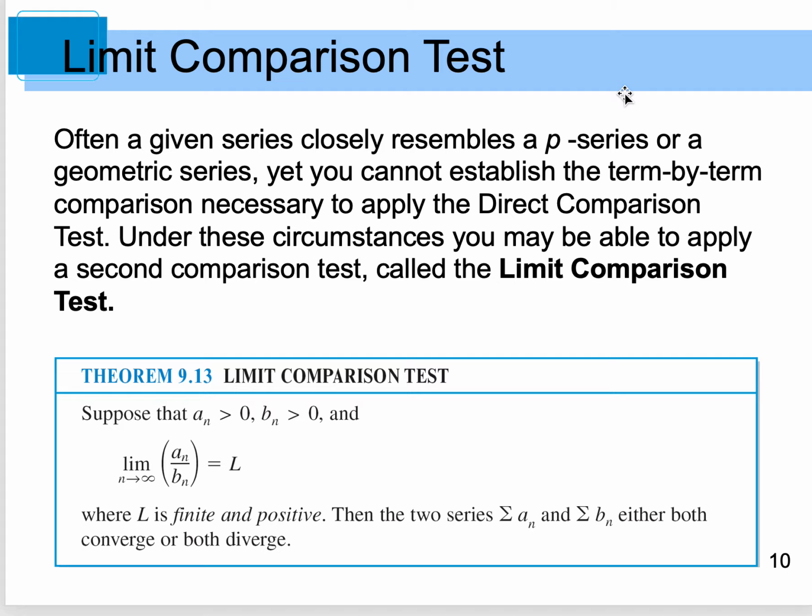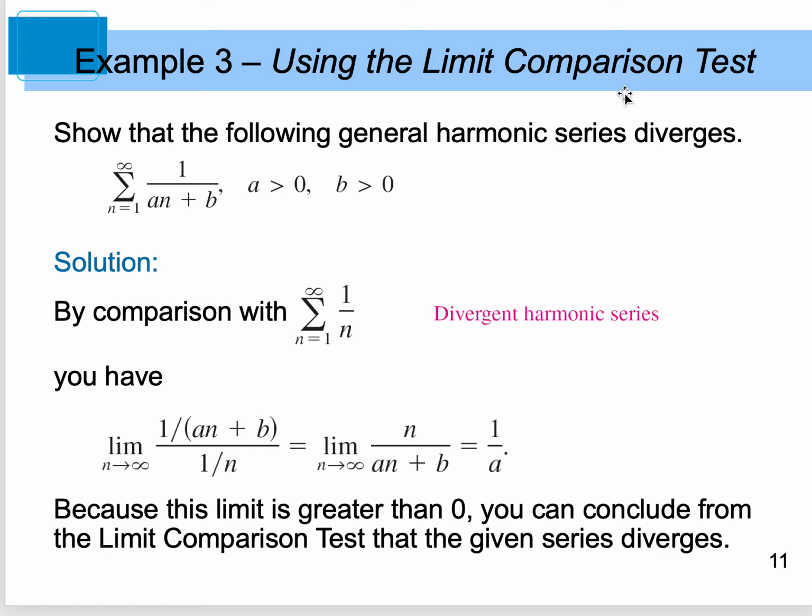The limit comparison test is another handy one. If I'm looking at the limit comparison test, it typically is used when something resembles a p-series or a geometric series, but you can't get that term-by-term comparison you need for the direct comparison test. So in this test, I can show this a n plus b as a quotient here. Looks kind of like 1 over n, right? Kind of like 1 over n. I could compare it to 1 over n. If I take the limit and I divide it by the comparison of 1 over n, I get that it's 1 over a, which would be greater than 0, and I can conclude that it diverges.